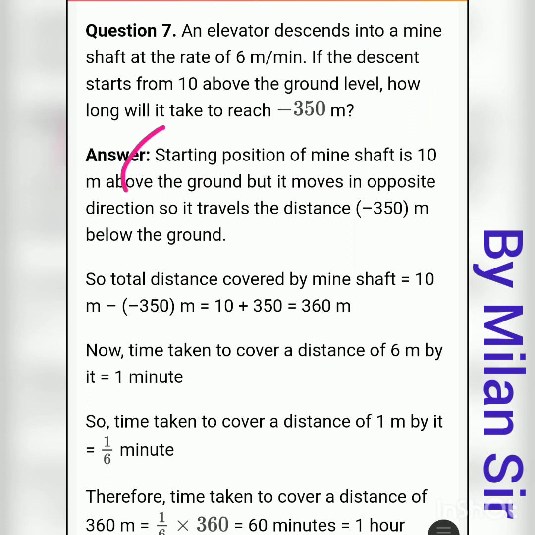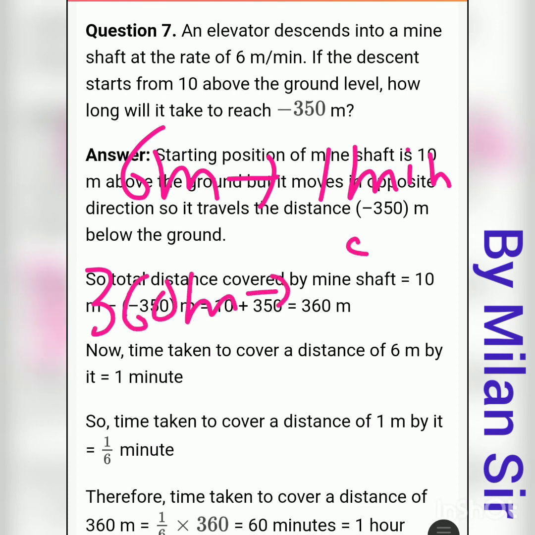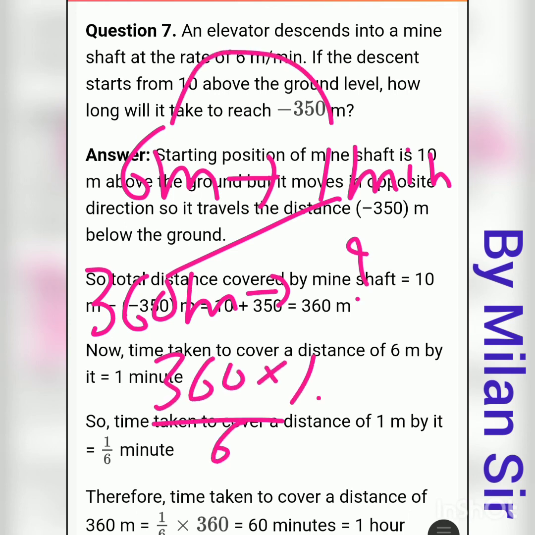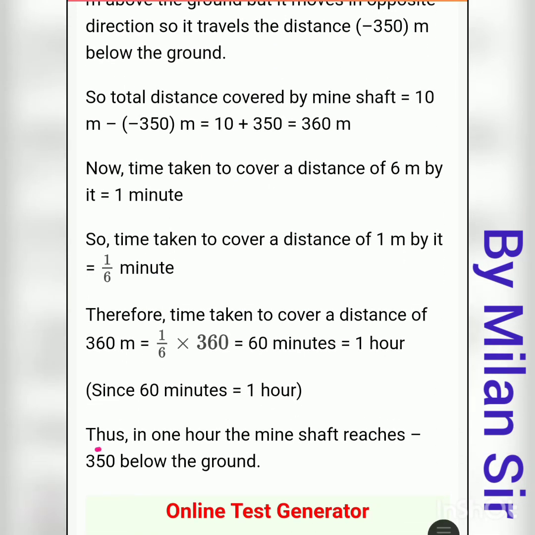Now for 6 meter, it will take 1 minute. We need to descend by 360 meters. So for 360 meter, how many minutes? 360 multiplied by 1 divided by 6, so it is 60. Our answer is 60 minutes, that means 1 hour. Thus in 1 hour, the mine shaft reaches minus 350 meter below the ground.